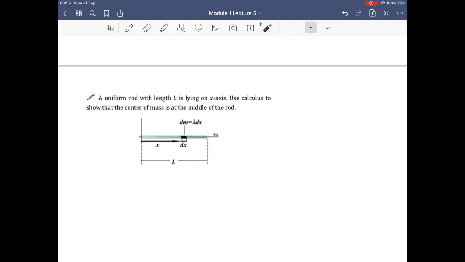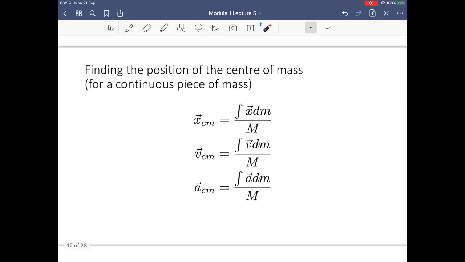Now, how can you find the position of the center of mass of this rod? In this case, because the mass is continuous, instead of using summation, instead of using sigma, you need to use an integral. So you can see that the difference in the notation is just in the numerator here. Instead of just summation, you use an integral now: integral of x dm, integral of v dm, integral of a dm, divided by the whole mass.